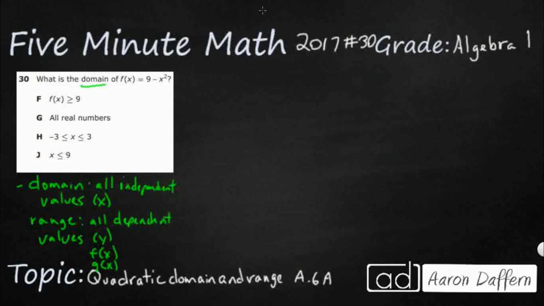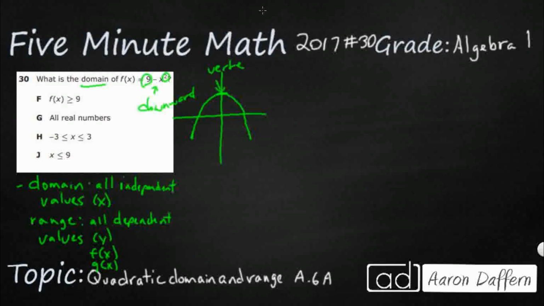Well, we know that it is a quadratic and it's going to be a parabola because of that exponent right there. When you have a degree of 2 or an exponent of 2, it's going to be a parabola shape. And we know that it's going to look kind of like this. Since it's a negative x squared, it's going to be downward facing. And we know that this 9 right here is serving as your y-intercept, but it's also serving as your vertex.